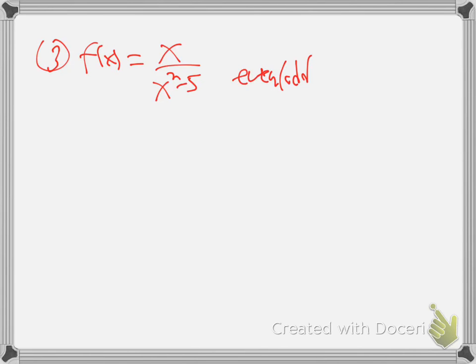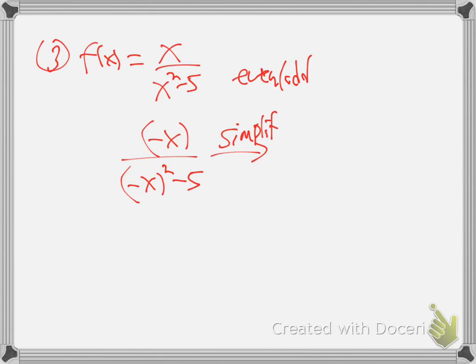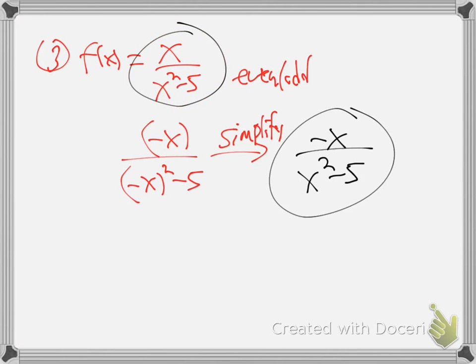This one, even odd, neither. What is it? Well, plug in negative x. So negative x up here, negative x here, right? And now simplify. What happens? Well, that negative stays. The one on the bottom becomes positive. So how does this compare to the original? This is the answer. This is the original. Everybody good so far? I just took the original, plugged in negative x in both the x slots, simplified.